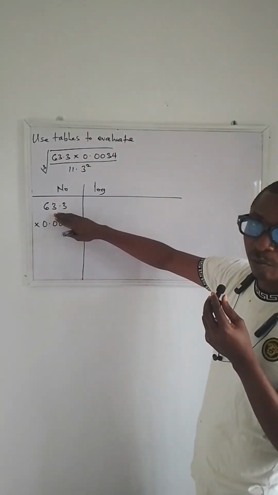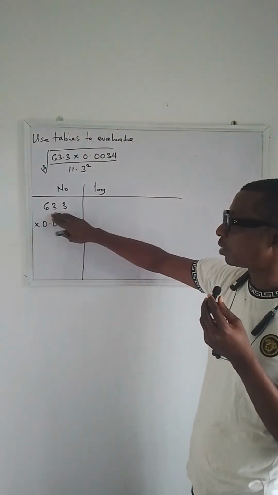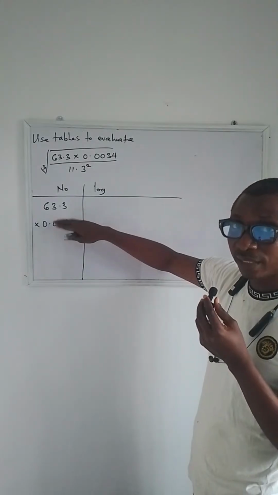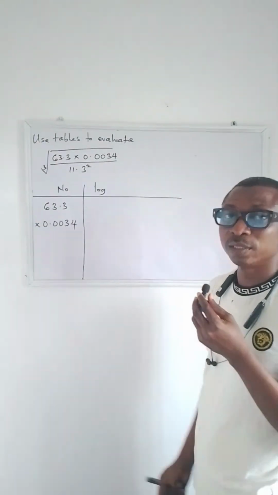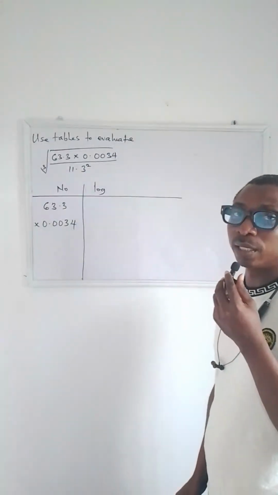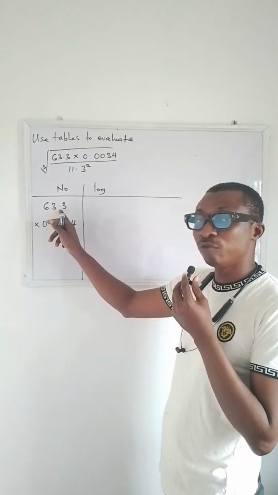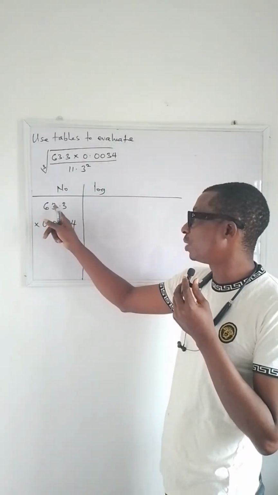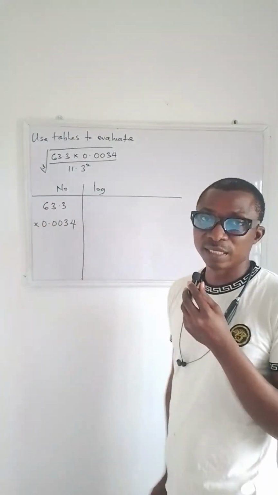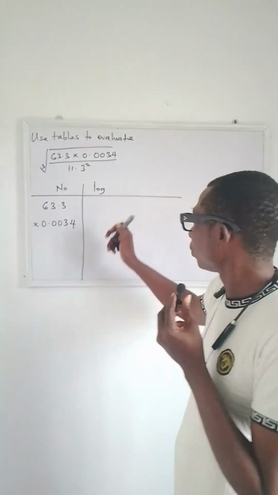Let's change this number to logarithm. The first thing is to find the characteristic of the number. The characteristic of this number is the number of times you move the point to convert it to standard form. If you convert this number to standard form, you move the point just once, because the point should be at the back of the first significant digit. So the characteristic of this number is 1.